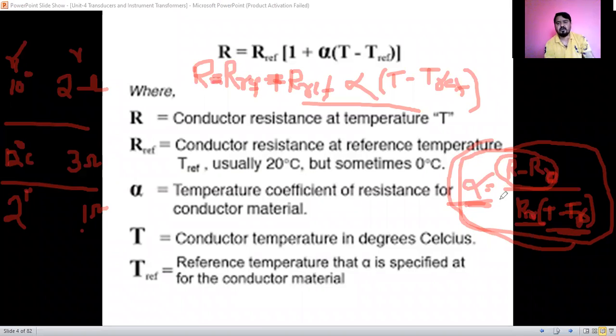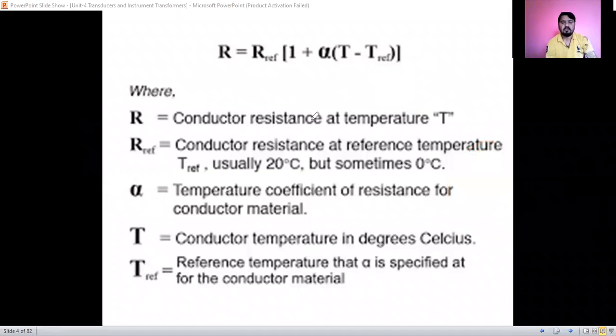This R naught is at 0 degree Celsius, and they have considered alpha naught at 0 degree Celsius, the resistance temperature coefficient at 0 degree Celsius. Here the initial resistance is called R naught and the initial temperature is called T naught. The resistance R is the conductor resistance at temperature T, and R reference is the conductor resistance at T reference. Alpha is the RTC, the resistance temperature coefficient. T is the temperature in degree Celsius, the final value, and T reference is the reference temperature, which is the initial temperature we have taken here.